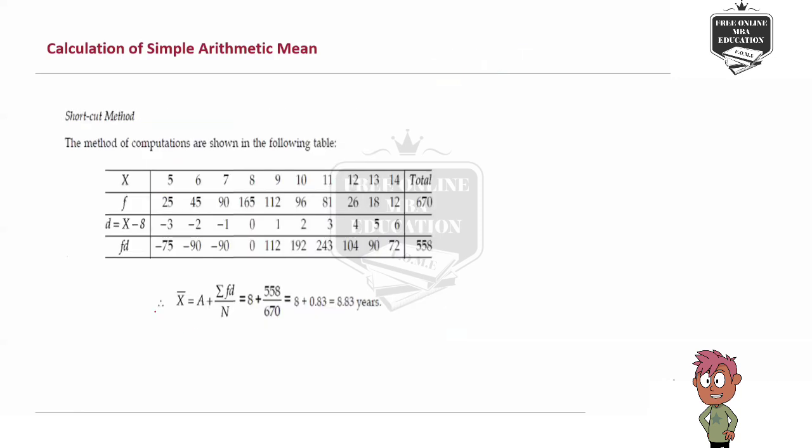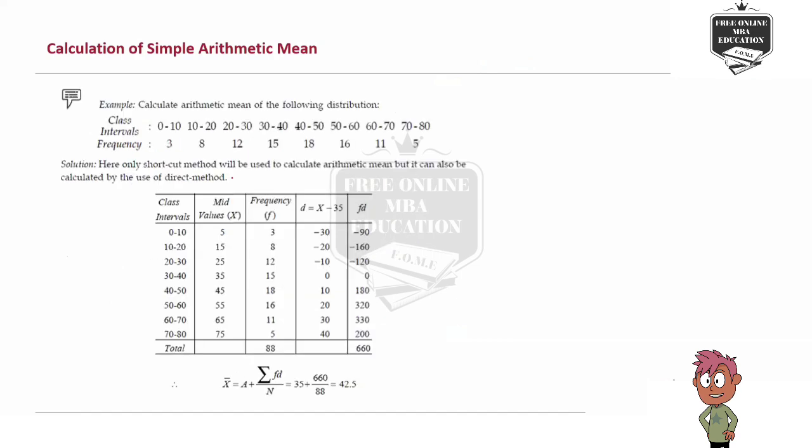The shortcut method again is the same. X bar is a plus summation fd over n. And in this, I have explained that they have taken the assumed mean to be 8. If you don't want it to be 8, you can choose another; I have explained it with 9, right? I have taken a to be 9, and then I got the same answer, 8.83.